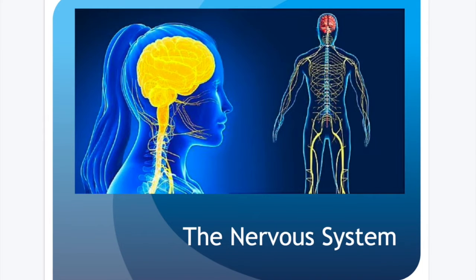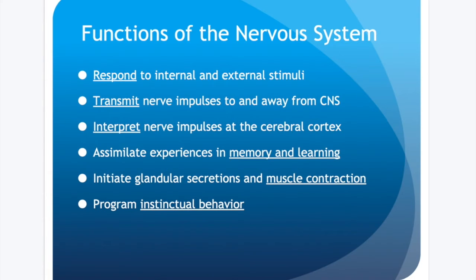Our last system that we are going to be covering in Anatomy 1 is the nervous system. So we'll start with just a look at the functions of this particular system. It's going to respond to both internal and external stimuli, so things going on inside and outside of your body. It will transmit nerve impulses both to and away from the central nervous system, so it means to and away from your brain or your spinal cord.